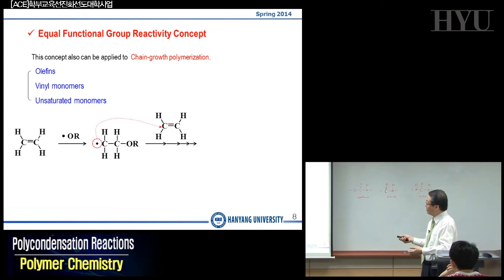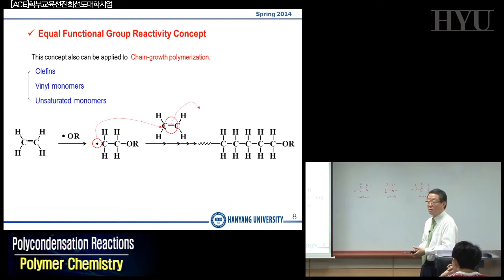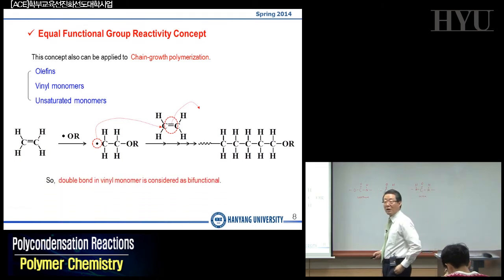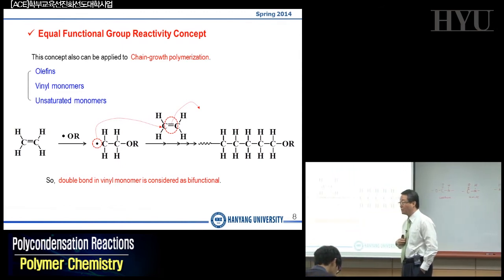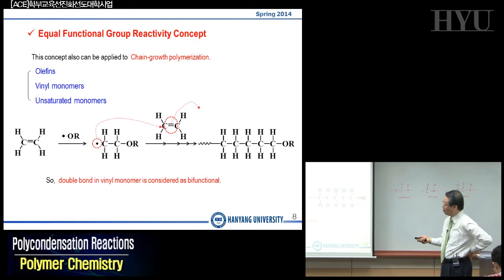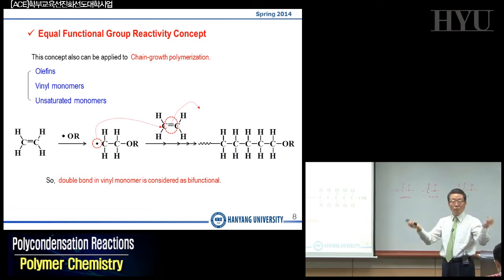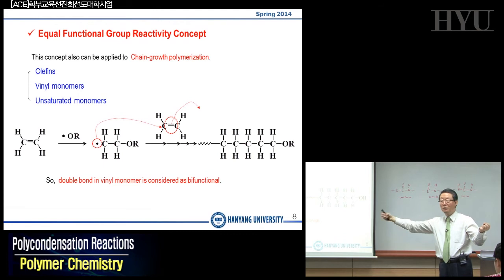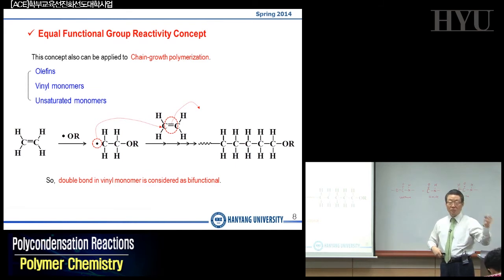Here, the radical will attack this double bond, and this double bond will be cleaved to form high molecular weight components, right? So the double bond here is regarded as bifunctional, as I said, because from one double bond, you form two radicals. One radical will be contributed to form the covalent bond with the initiator, and the second radical is just to stay right there, and will later be used to attack the other monomer.